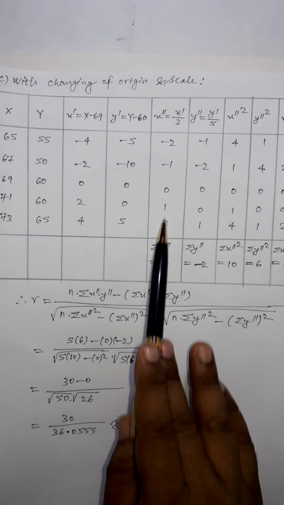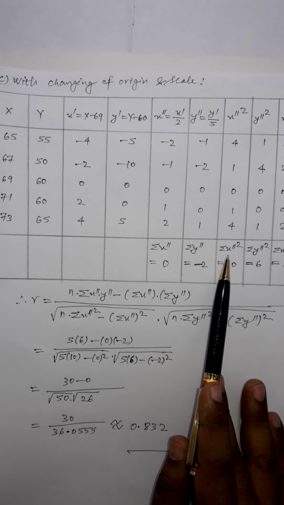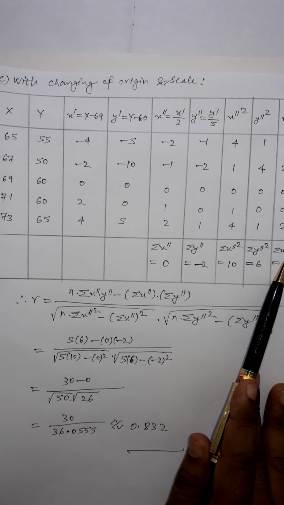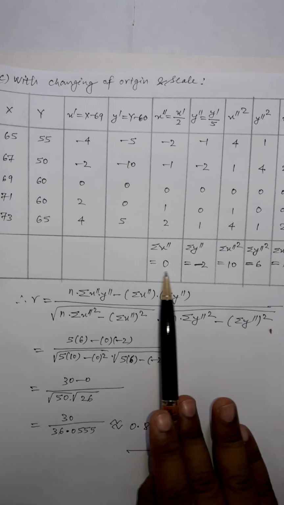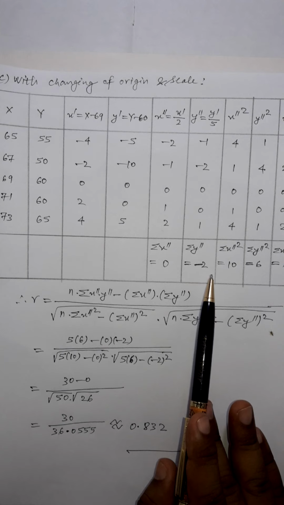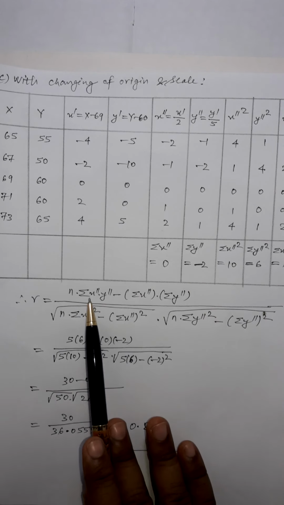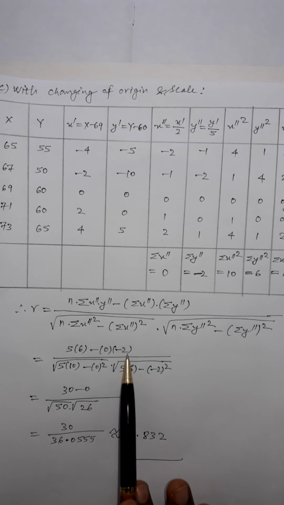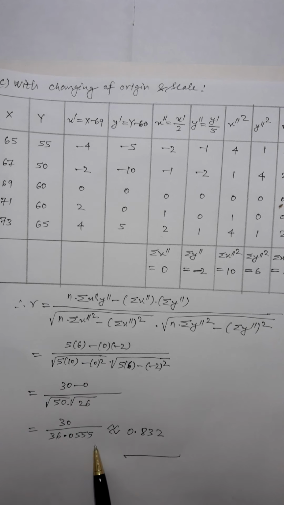So you can see now I will obtain the summation of X double dash, summation of Y double dash, summation of X double dash square, summation of Y double dash square, and summation of X double dash Y double dash. And you can see they are very small numbers. That means I can calculate it further very simply. Now the correlation coefficient formula is the same as before, but in place of X or Y I have used X double dash and Y double dash values. So you can put the values obtained from this table and calculate.